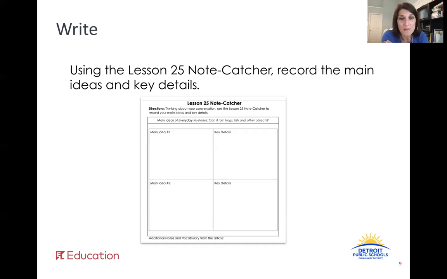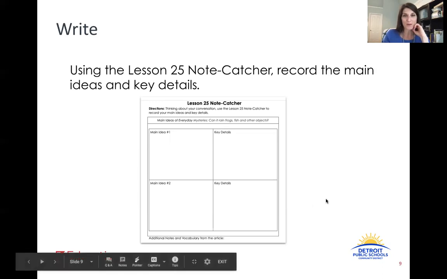Main ideas of Everyday Mysteries: Can It Rain Frogs, Fish, and Other Objects? So we have 4 boxes on this note catcher. We have main idea 1 with key details, main idea 2 with key details. And then there's space at the bottom for you to make additional notes and vocabulary from the article that just stand out to you, or maybe that you need a little bit more support with. Okay? So your job again is to find the 2 main ideas, you've already discussed them, and write the key details from the text that support those main ideas. All right, do some beautiful writing, press pause, and come on back when you're ready.